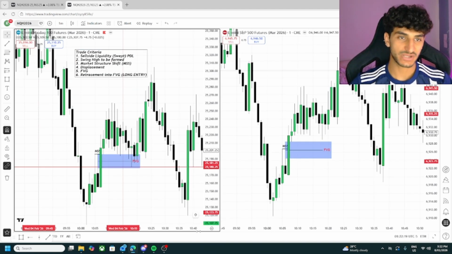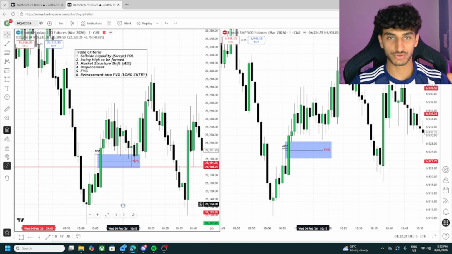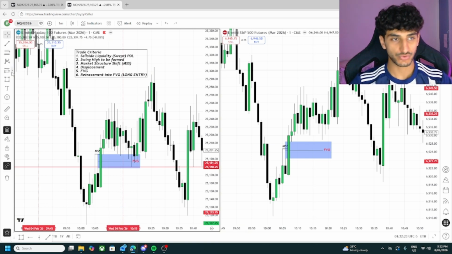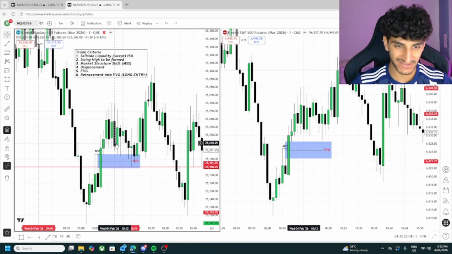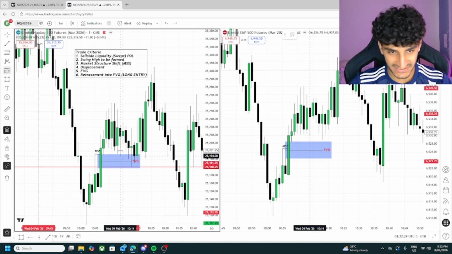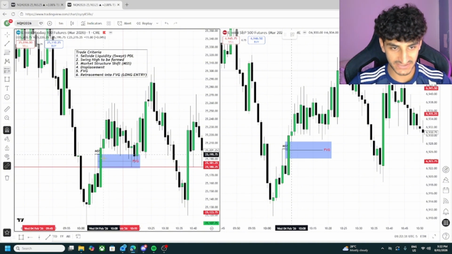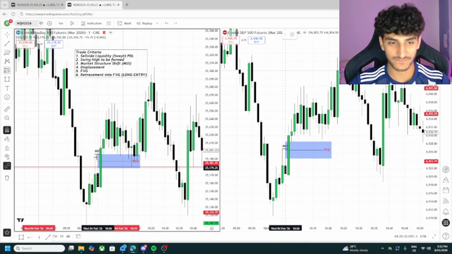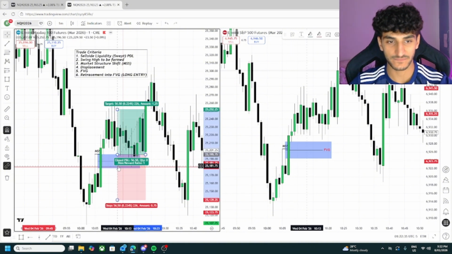Now, step number 6 is going to be our entry into the trade, which is going to be determined by a retracement into that fair value gap. And what I mean by that is, as soon as price comes and taps into this fair value gap, as we can see, it does so at 10:14, which is literally a minute before the macro closes.